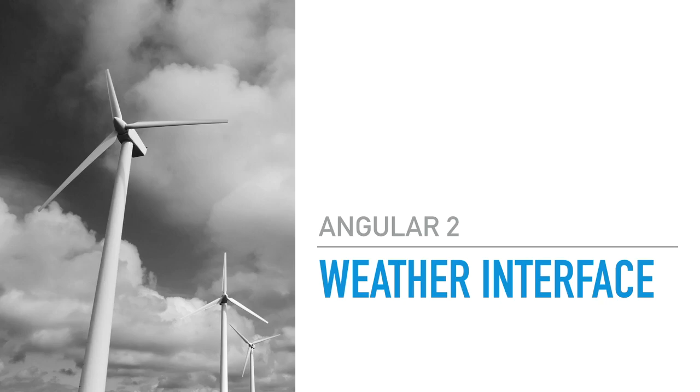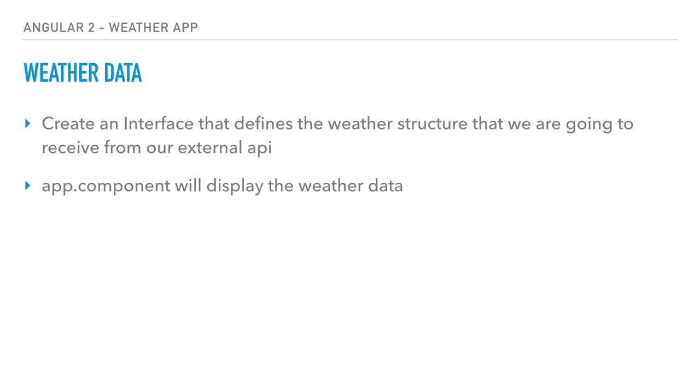In this section, we will take advantage of using TypeScript interfaces for improving our code. So we will create an interface that defines the weather structure that we are going to receive from our API, and then we will use this in our app component. It's really important to mention that an interface in TypeScript, once it's transpiled to JavaScript, is nothing at all in JavaScript, because JavaScript doesn't understand interfaces.